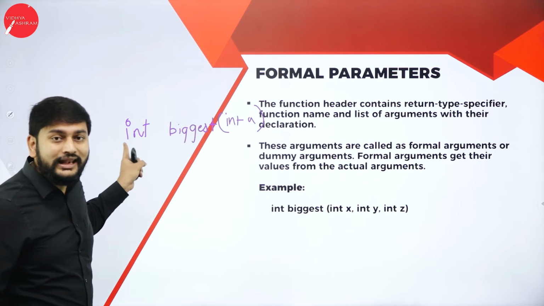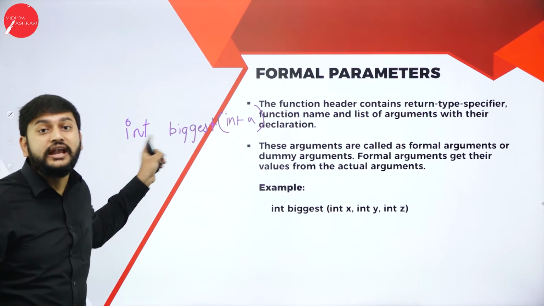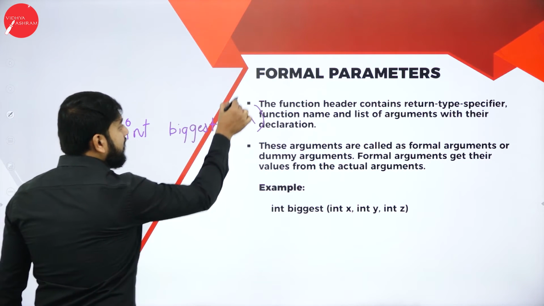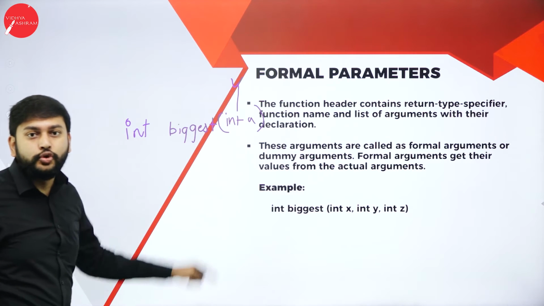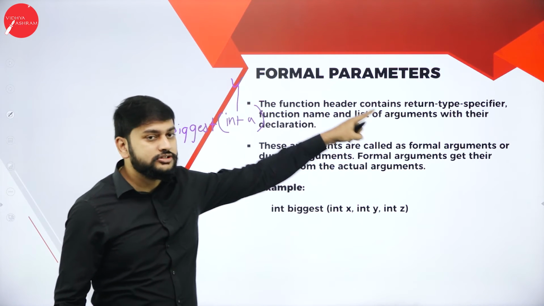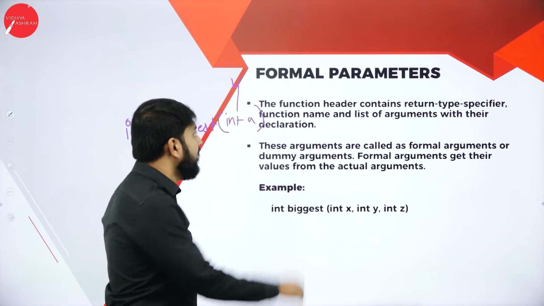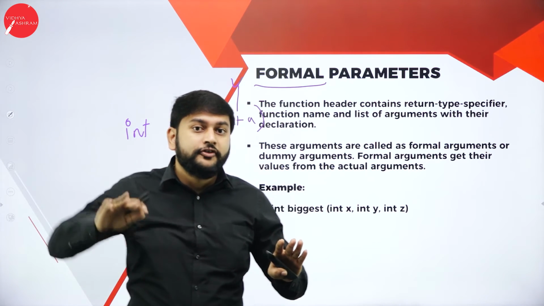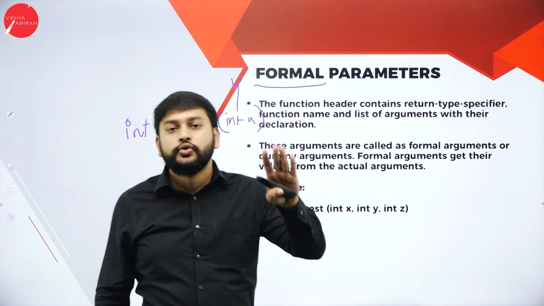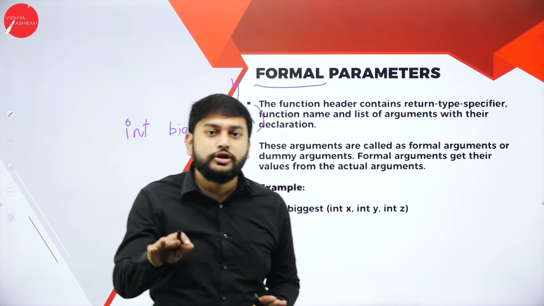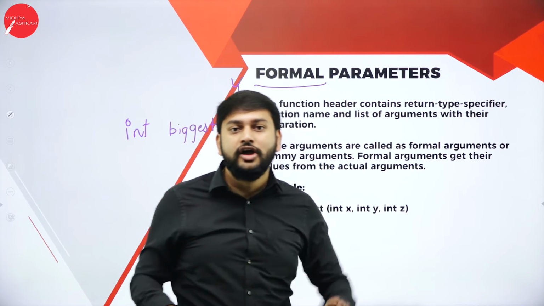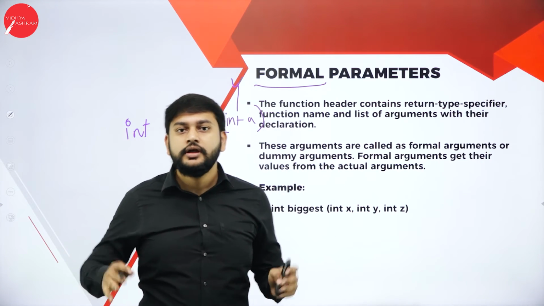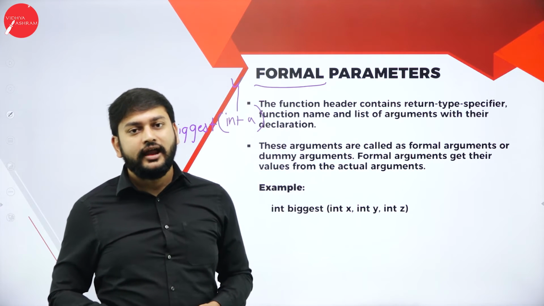Understood? So here in the function definition, in the function header, this is what I will call a function header. Whatever I have in the function header, the argument list, that is what I will call parameters, especially formal parameters. How many parameters do you have? You have actual parameters and you have formal parameters. Actual parameters are in the function call, formal parameters are in the function header. That is what you should understand, right?